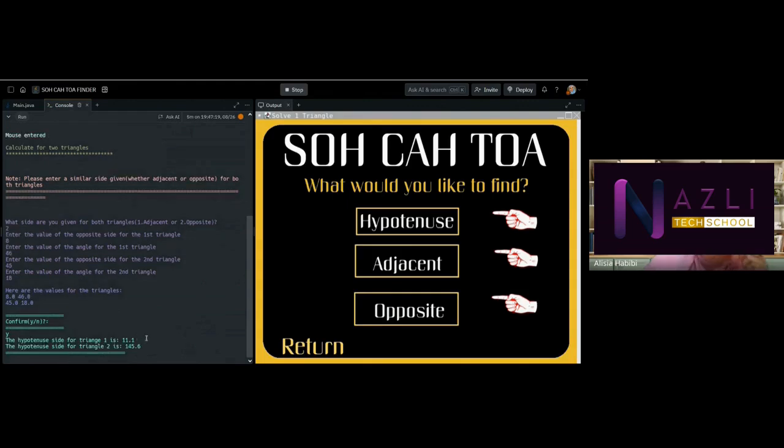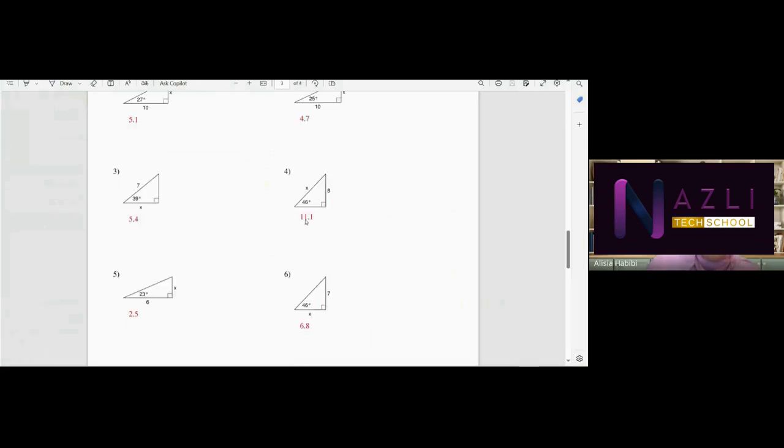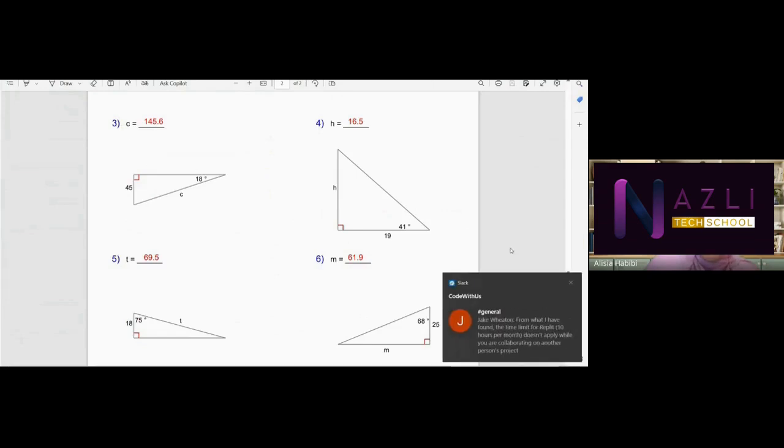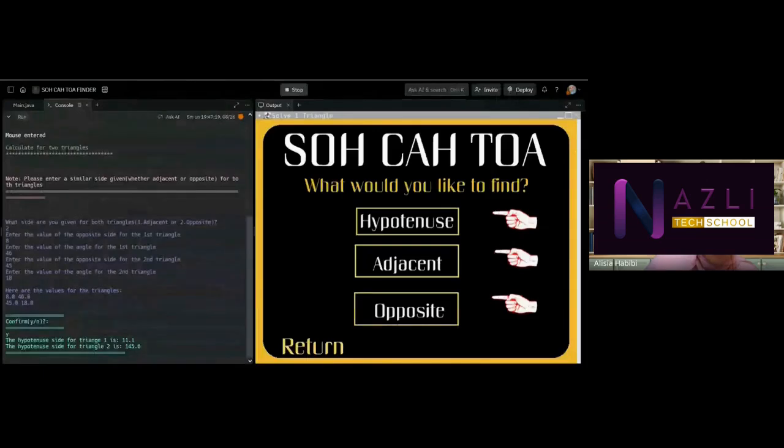So now it solves it for me and tells me that the hypotenuse side for triangle 1 is 11.1, which is this one here. So question number 4 is correct. And triangle 3 is 145.6, which is also correct. So that one's also giving me the right answer. So that's how it works.